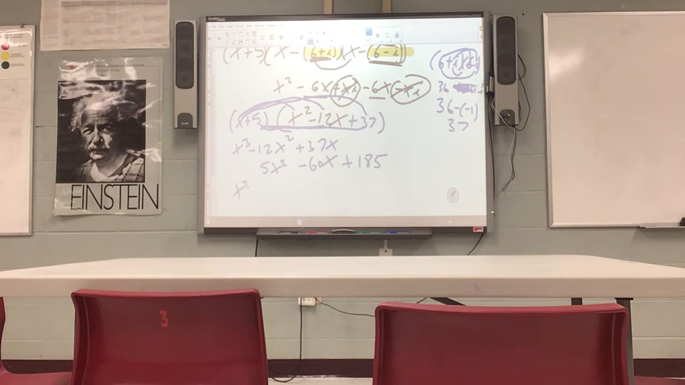So I got x cubed. Negative 12 and 5 gives me negative 7x squared. 37 and negative 60 gives me negative 23x, good job, and plus 185. My one got crooked. So that'd be it. I didn't check to see if we had an answer that said that yet.